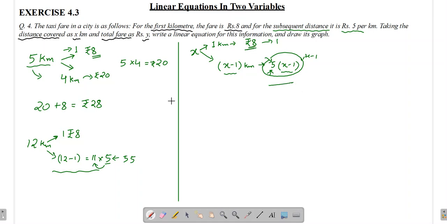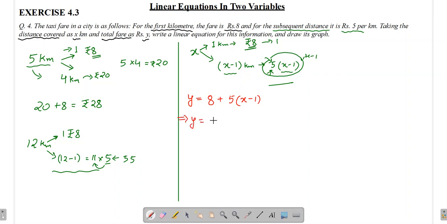So the question says to take the total fare as y. So we took the total fare as y, and then for the first kilometer the price is rupees 8, and for the remaining distance it is 5 times x minus 1. Let us simplify it a bit.